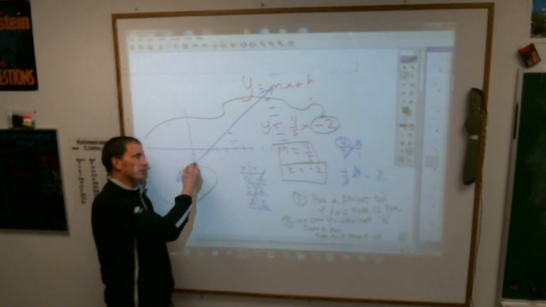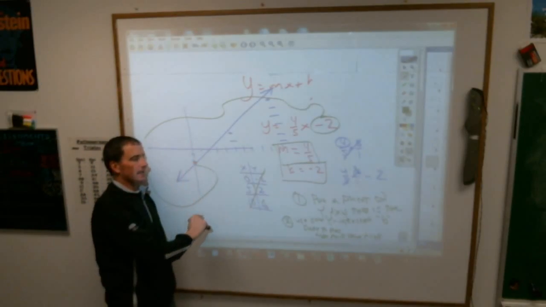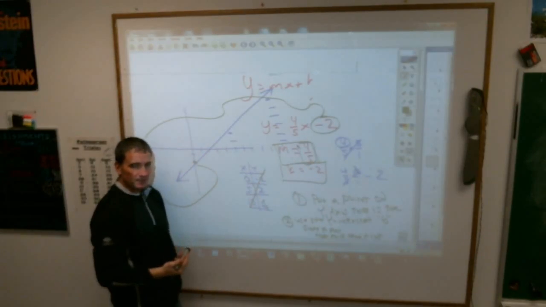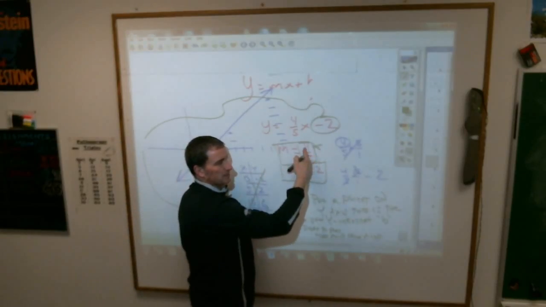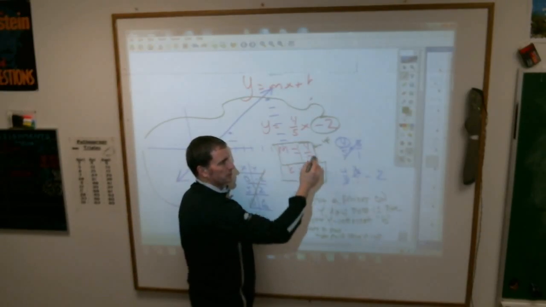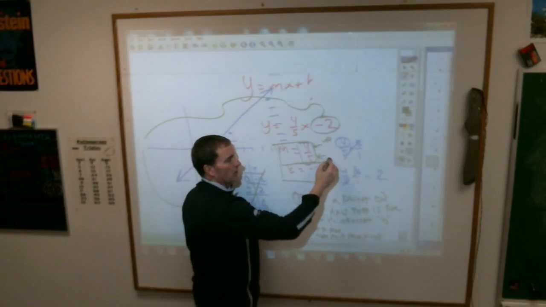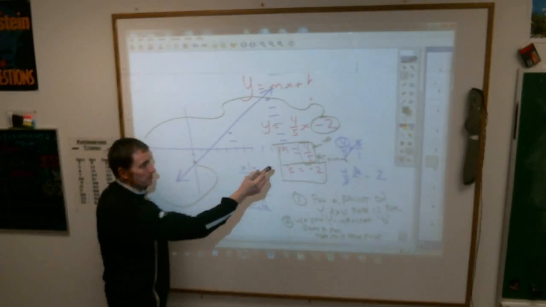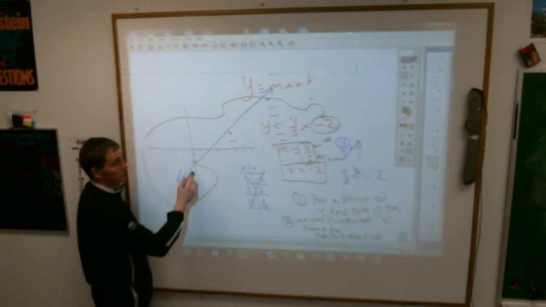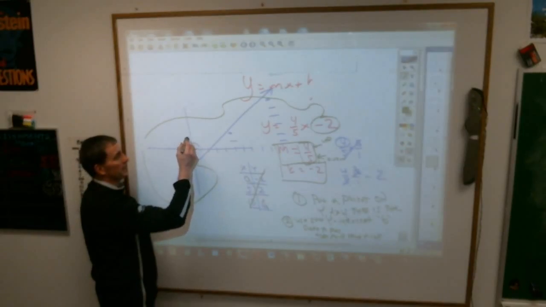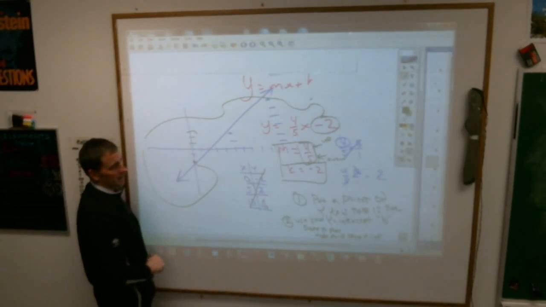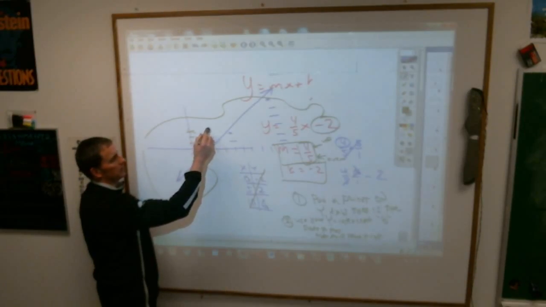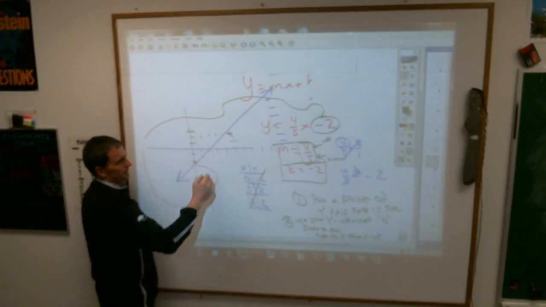Okay, I've got my starting point. I know that this line has a slope of 4/5. Well, what does that mean? What does a slope of 4/5 mean? The top number is how far up it goes, and the bottom number is how far over it goes. So starting from that point, I am going to go up 4 and over 5. Up 1, up 2, up 3, up 4, and over 5. 1, 2, 3, 4, 5.